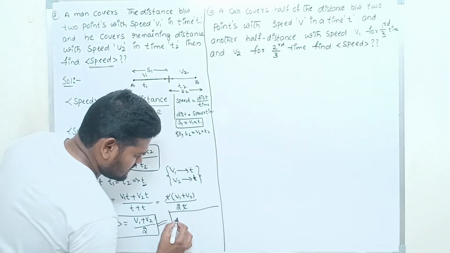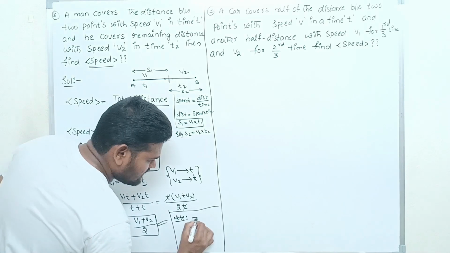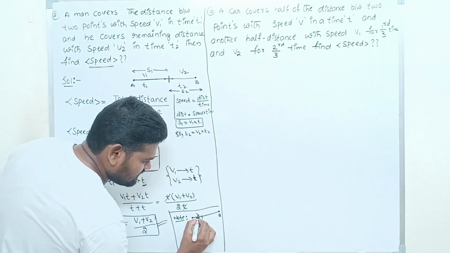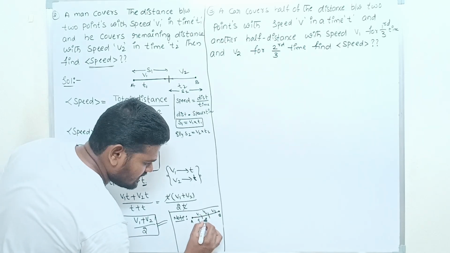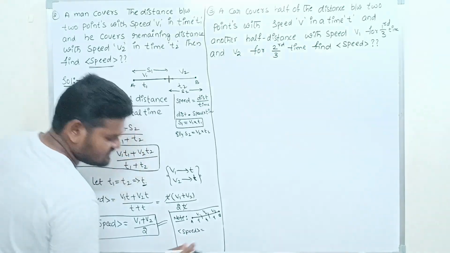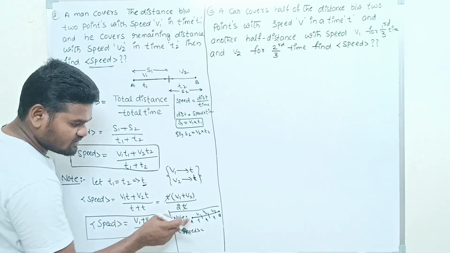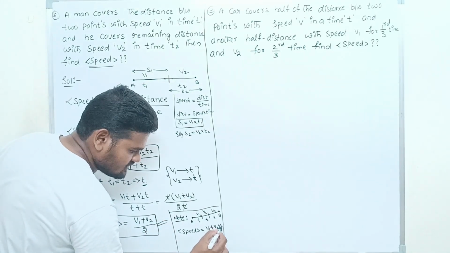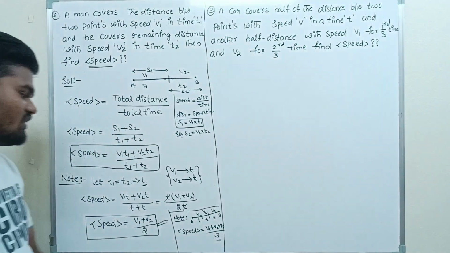Have a look. Note, if the object covers the distance between the two points with velocities V1, V2 and V3 for equal time t, then what average speed will we get? Here, how many velocities are there? Three velocities. Just V1 plus V2 plus V3 divided by 3. So this is the average speed or mean speed.